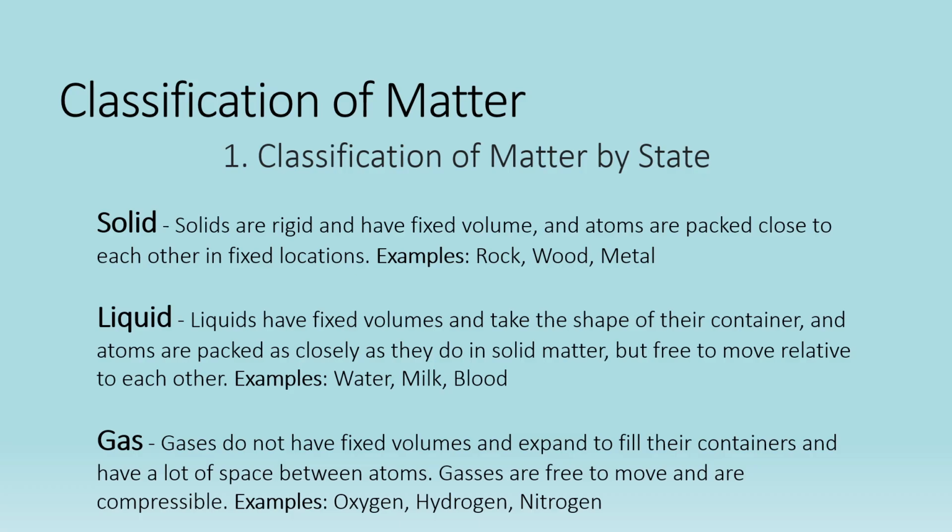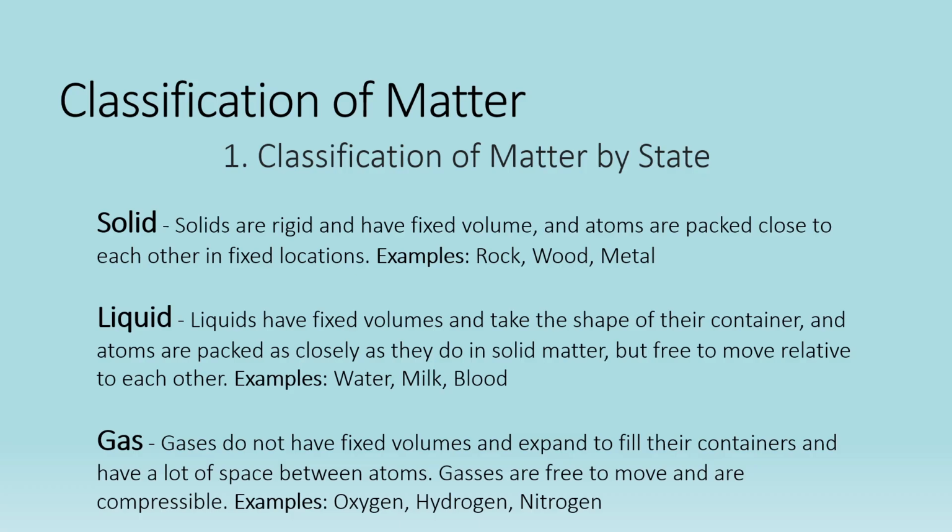I'll be talking about the classification of matter by state. The main three states are solid, liquid, and gases. Solids are rigid and have fixed volume, and the atoms are packed closely to each other and in fixed locations. For example, rock, wood, and metal. And then liquids have fixed volumes and take the shape of their container, and their atoms are packed as closely as they are in solids, but they are free to move relative to each other. For example, water, blood, milk.